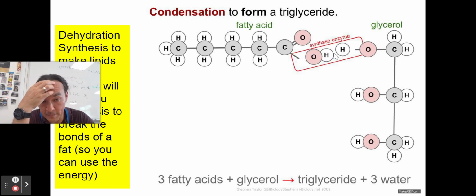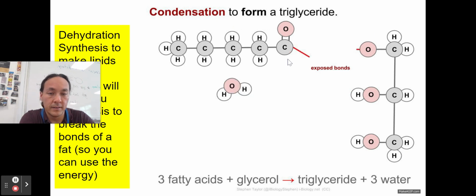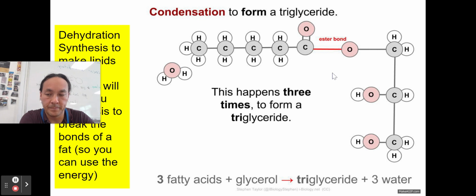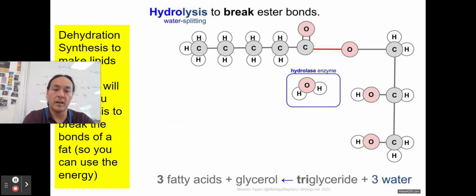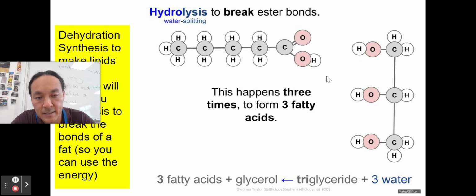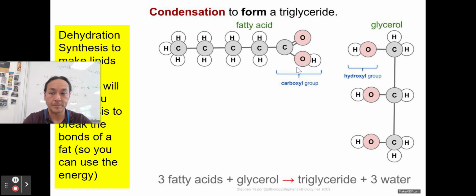So there's an enzyme at play. The water molecule is going to be removed. This is going to now bond together, and we're good to go. We can also witness hydrolysis. So here comes the enzyme to hydrolyze it. We're going to insert the water molecule. The H goes here, the OH goes here. Bam, we've now broken apart the fat.